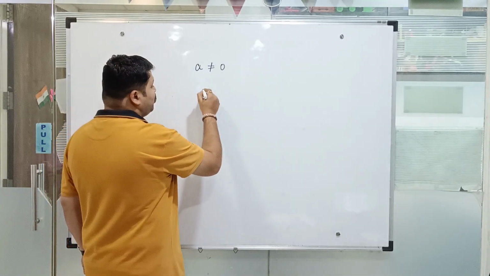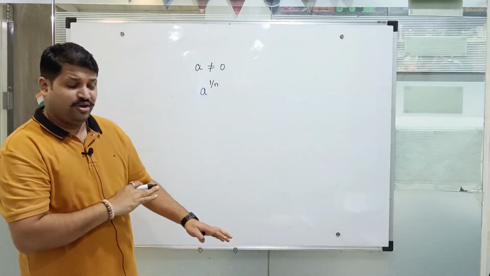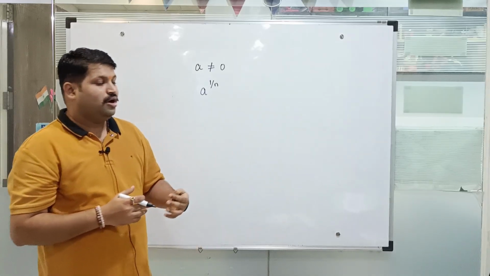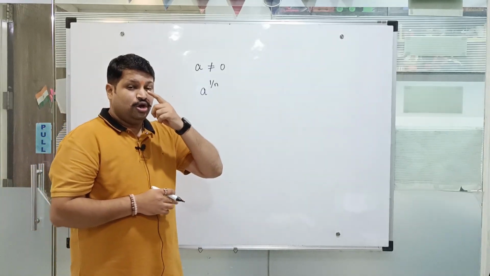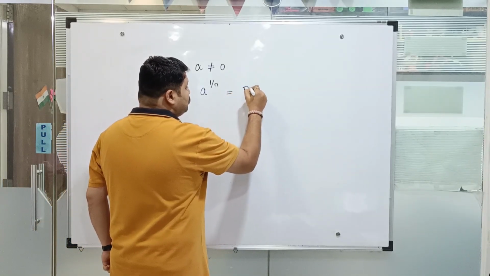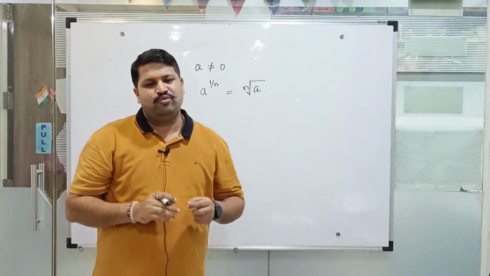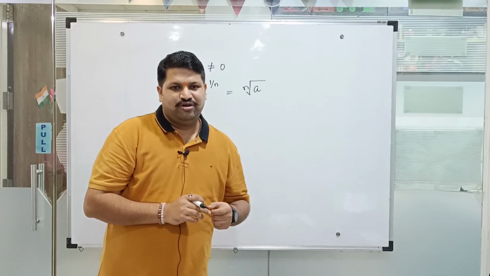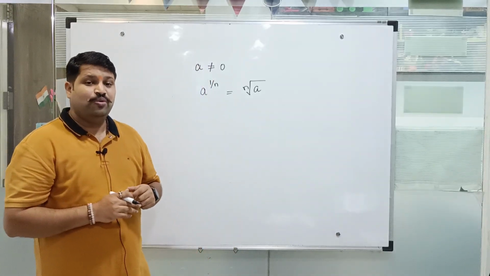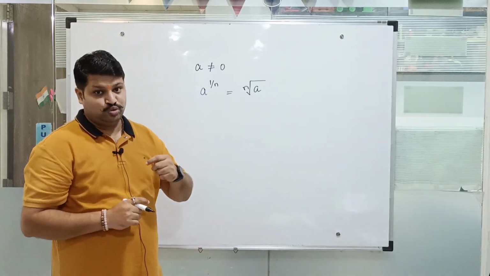So let us consider what happens when a is taken to the power of, say, 1 upon n. The numerator of my power is 1, and the denominator can be any number, a positive or a negative number, it would not matter. So in this case, we are basically going to take the nth root of a. So a to the power of 1 upon n would be equal to the nth root of a. That is, we are going to take the nth root.